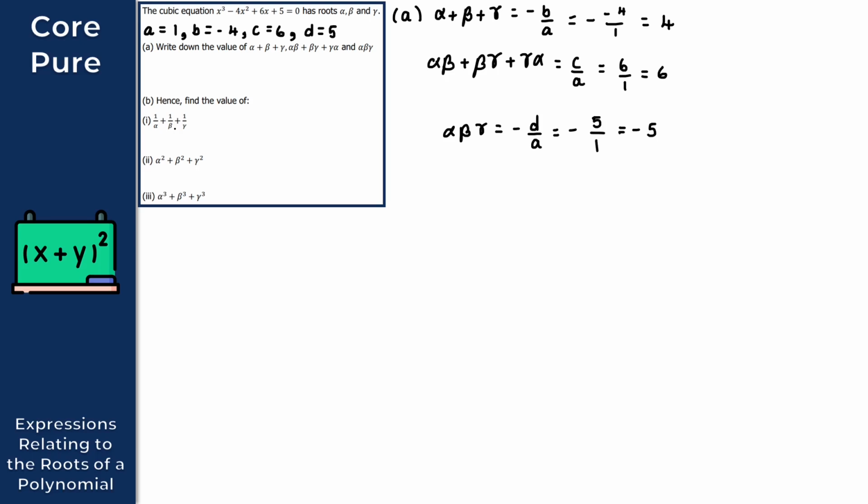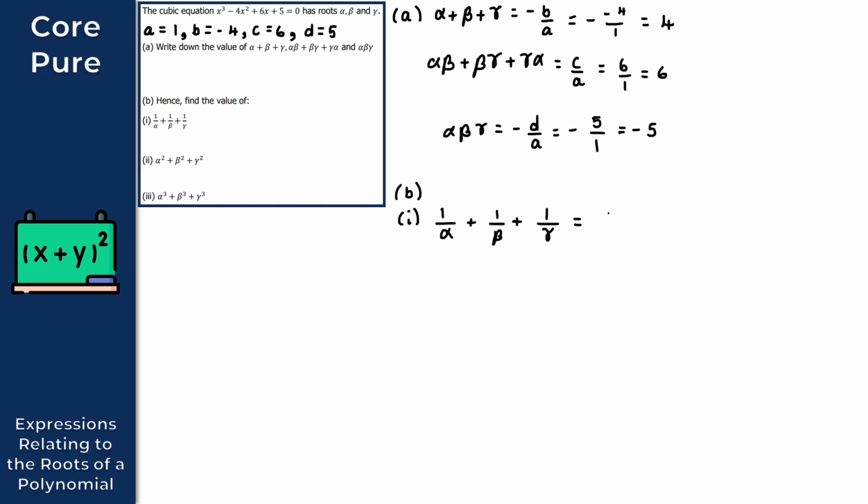Now for part B, it says, hence, find the value of the following. So we've got these three expressions. Let's start with the first part, so this is B part 1. For B part 1, we have this expression: 1 over alpha plus 1 over beta plus 1 over gamma. Okay. So to obtain the value of this expression, we need a fraction. What I need for my fraction is this expression divided by this expression.